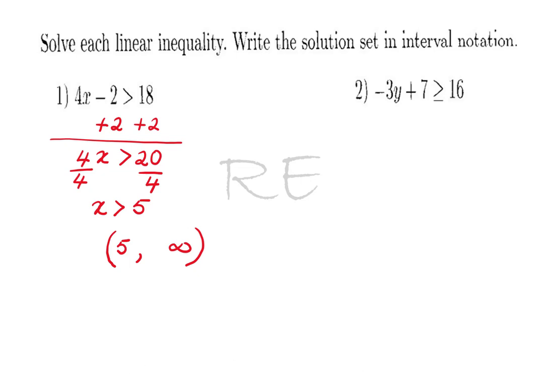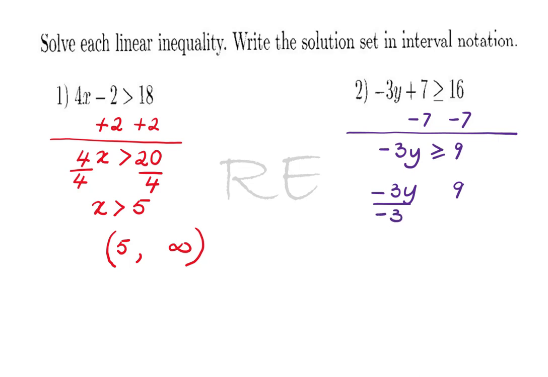Negative 3y plus 7 is greater than or equal to 16. We subtract 7 from both sides. Negative 3y is greater than or equal to positive 9. Now we're going to divide by a negative number, which means we must reverse the inequality. We divide both sides by negative 3. We reverse the inequality. It becomes less than or equal to. y is less than or equal to negative 3.